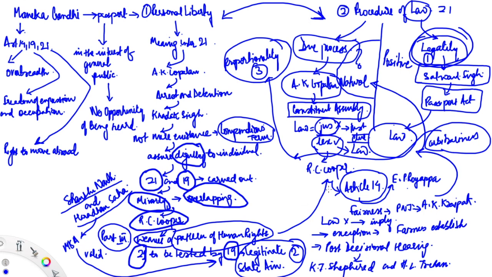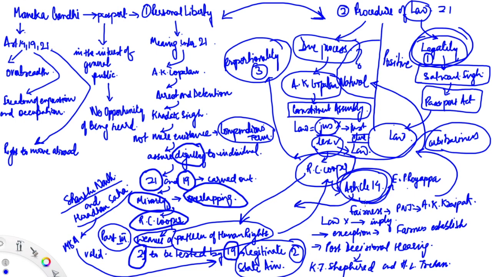Now again we come back to the R.C. Cooper case. As we have read, when R.C. Cooper said that Part 3 weaves a pattern of human rights and 21 was to be tested by Article 19, will it not be again a situation that Article 21, since Part 3 weaves a pattern of human rights, be also tested by the grounds of Article 14?